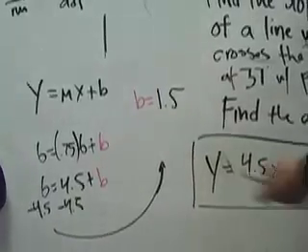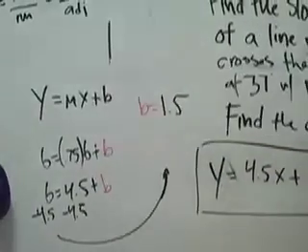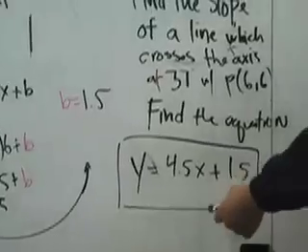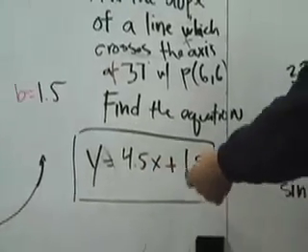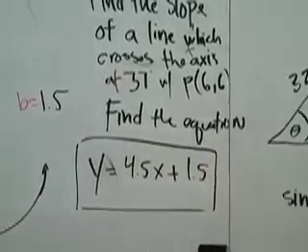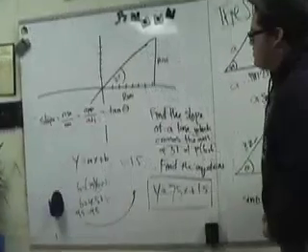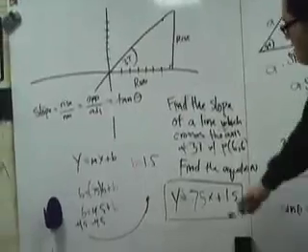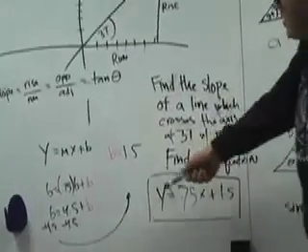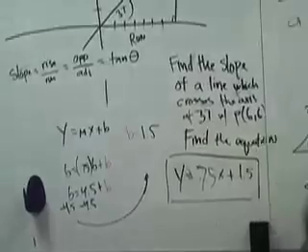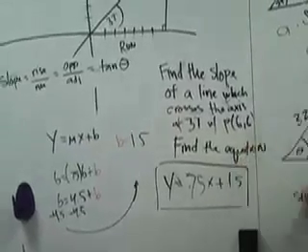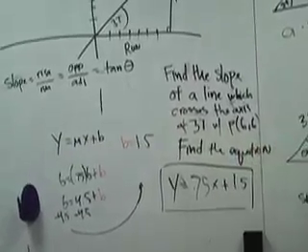And so now that you have b and you have the slope, you just plug it into the equation. So it's y equals 4.5x plus 1.5, and that's the equation. Now, a common mistake that people will have, like I did, is substituting the wrong thing, because I put 4.5 instead of 0.75, and that's a common mistake.